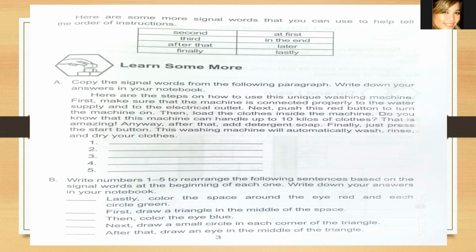Do you know that this machine can handle up to 10 kilos of clothes? That is amazing. Anyway, after that, add detergent soap. Finally, just press the start button. This washing machine will automatically wash, rinse, and dry your clothes.